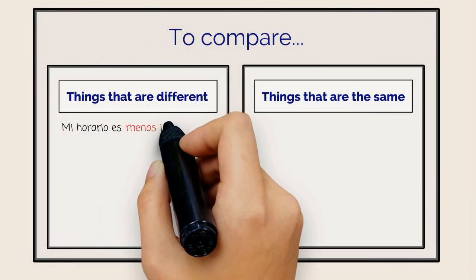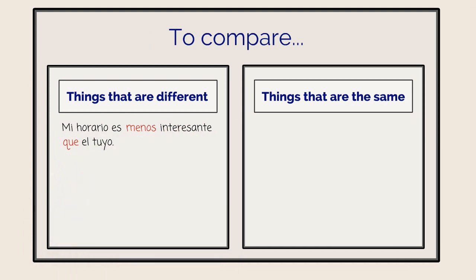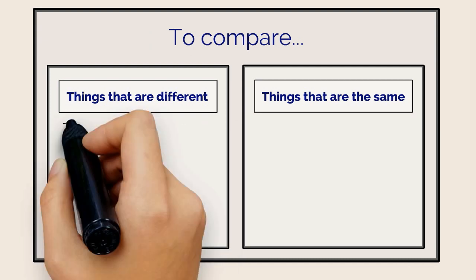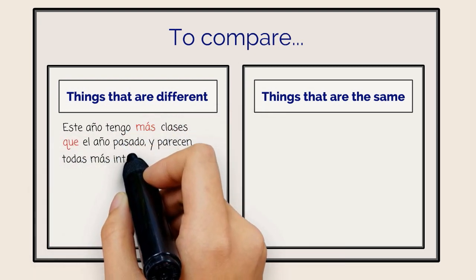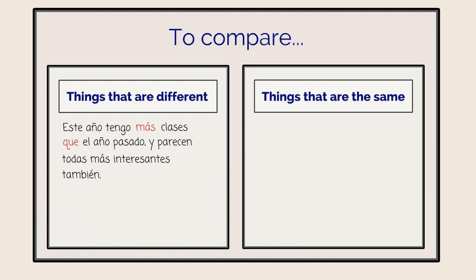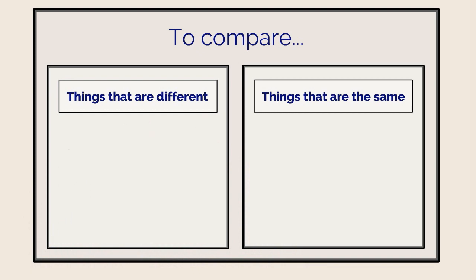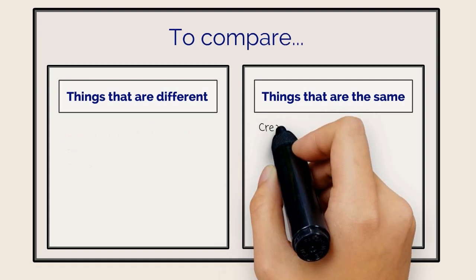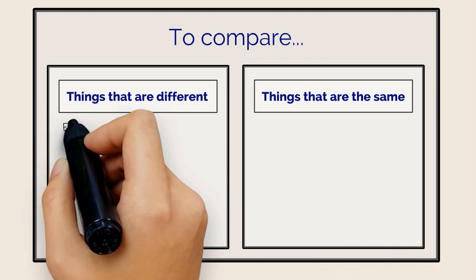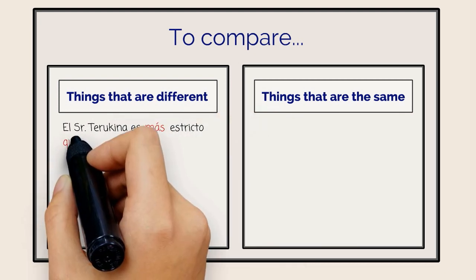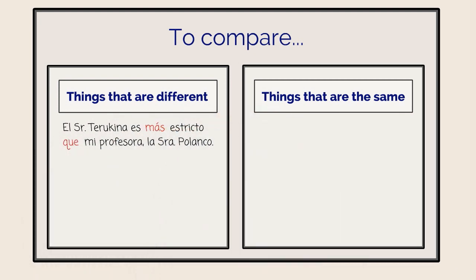Mi horario es menos interesante que el tuyo. Este año tengo más clases que el año pasado y parecen todas más interesantes también. Estoy feliz. El señor Ramírez, mi profesor de matemáticas, es mi profesor favorito. Creo que la señora Herrera es tan buena como el señor Ramírez. El señor Teruquina es más estricto que mi profesora, la señora Polanco.